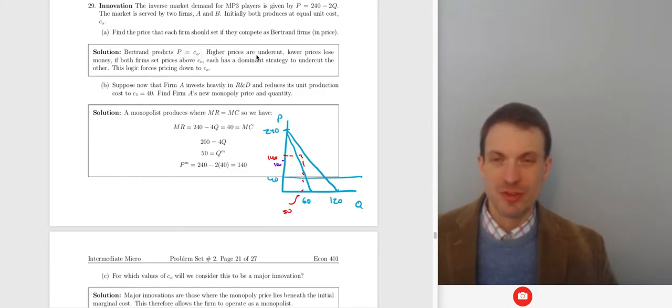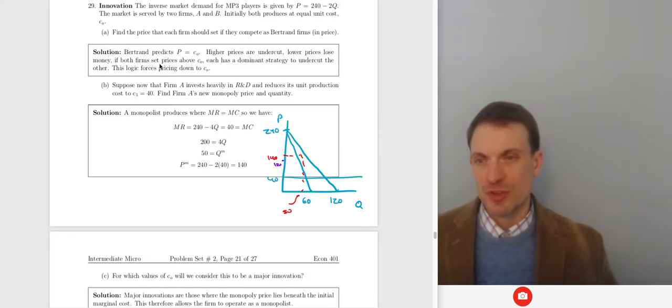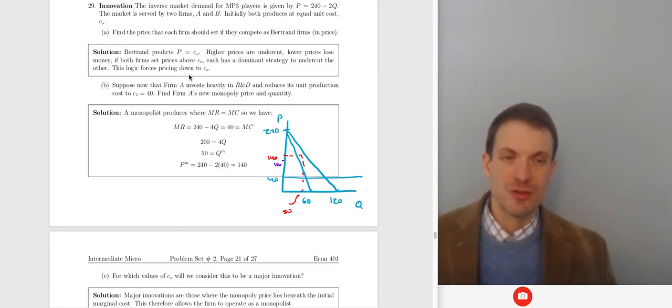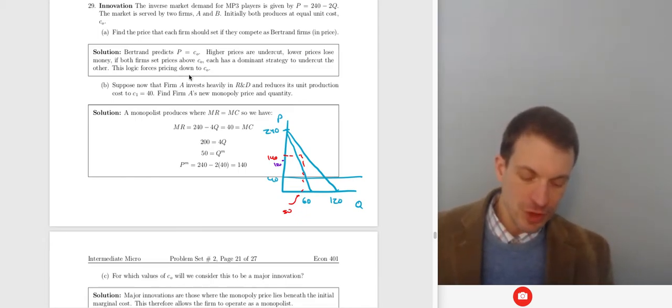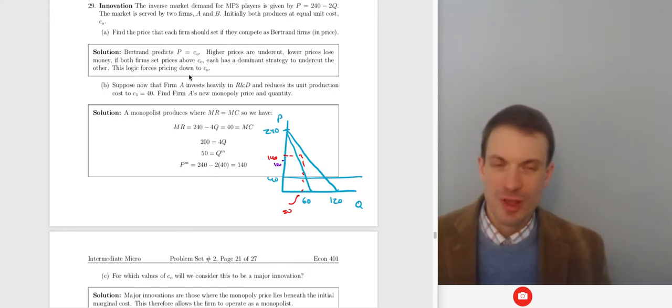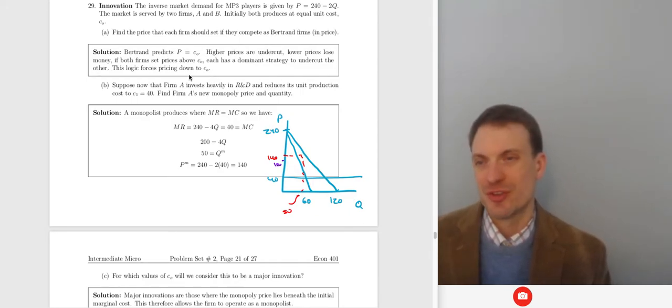Why? Well, higher prices would be undercut by your rival. Lower prices would lose money. If both set prices above C naught, each would have a dominant strategy to undercut the other. And this logic forces the price down to marginal cost. So the idea would be you've got two firms, they both have costs of $2. One decides to set the price of $3. What's the other firm going to do? They'll set a price of $2.99. Then the other one sets a price of $2.98, $2.97, $2.96, until the price crashes down to marginal cost.